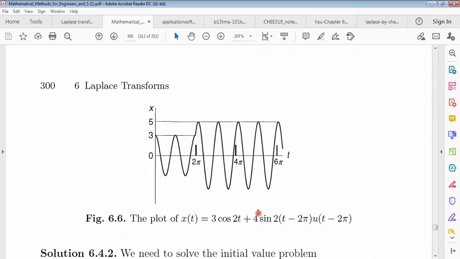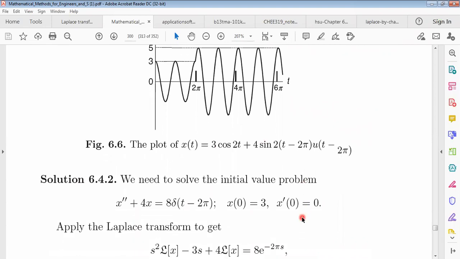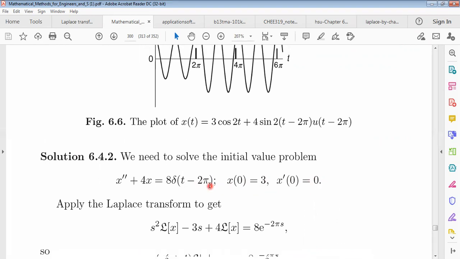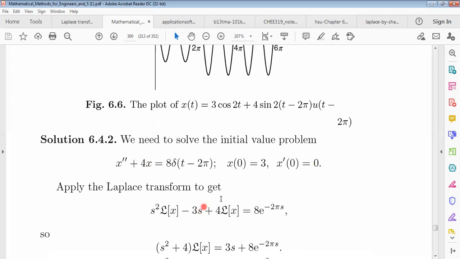If we plot x(t), we get this solution. Actually, we have to find this solution first of all. Now we need to solve the initial value problem like this: the second derivative of x(t) plus 4 x equals 8 delta(t minus t naught), where t naught is 2 pi, with x(0) equals 3 and x dash 0 equals 0. We are using the standard form of the previous one. Now applying the Laplace transform on both sides, it is very easy.